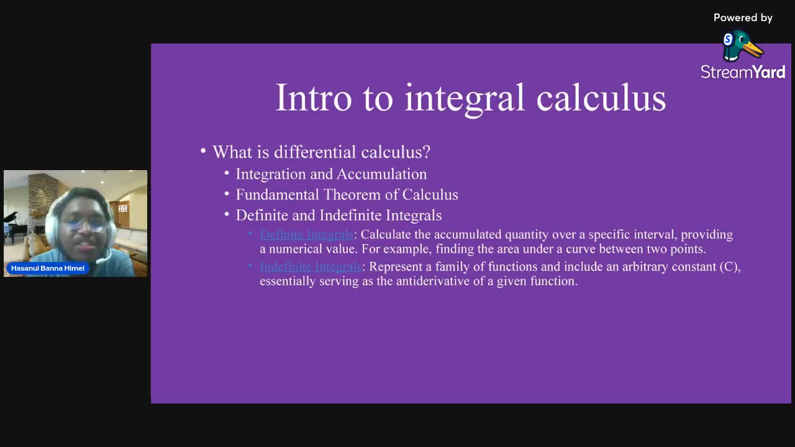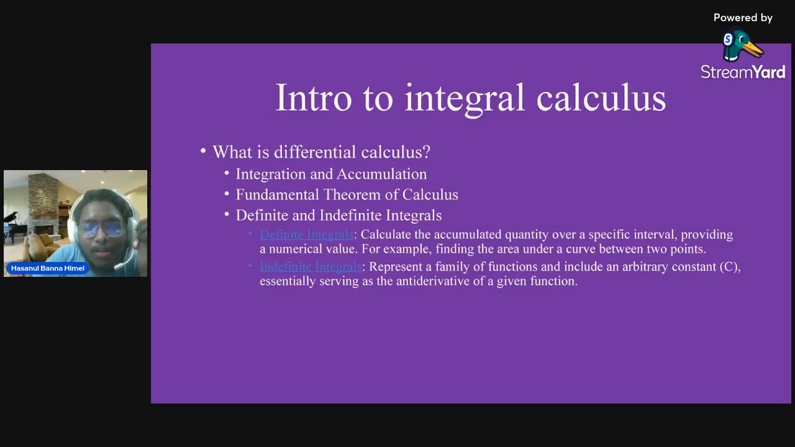It is essentially serving as the antiderivative of a given function. So yes, we can say that those with an arbitrary constant are indefinite integrals, and those where we have 2 points that work as our upper limit and lower limit will be our definite integrals.